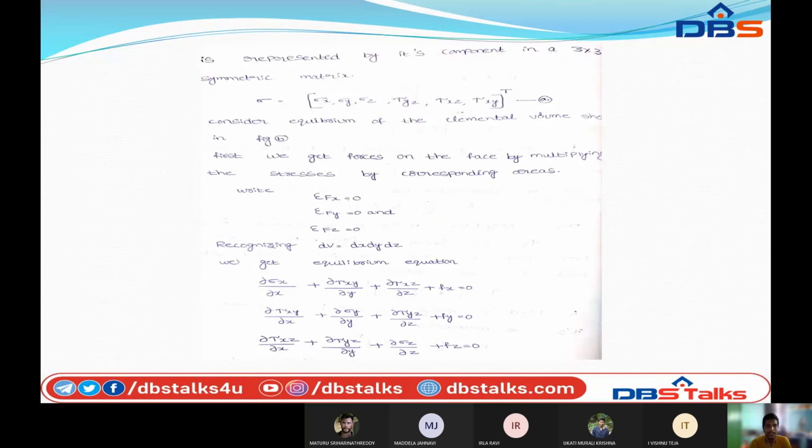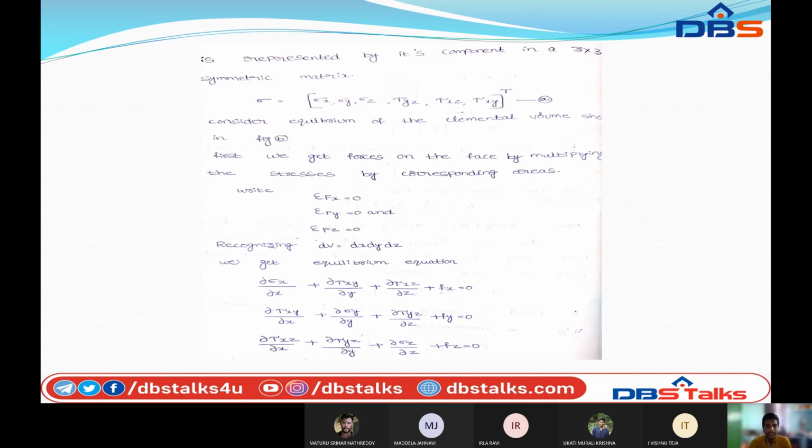In this, I am writing the summation of all forces: sigma fx, sigma fy, sigma fz equal to 0. Why? Because the summation of all forces acting on a body in equilibrium is directly equal to 0. Recognizing that dV is the differential of volume V, I am including all the directions, that means all differentials in x, y, z components, which will be dx, dy, dz.